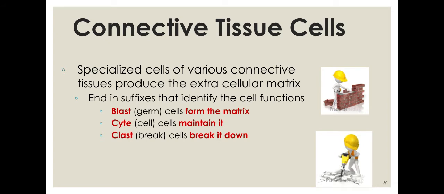So let's look at the cells that we find. We give them special naming where we use end suffixes to tell us what those cells do. If you see blast or germ, then that is a cell that is from the matrix. That's from that extracellular stuff. If you see cyte, or just cell sometimes, those are cells that work to maintain the connective tissue. If you see clast, that's really there to break down different parts and pieces of that tissue.